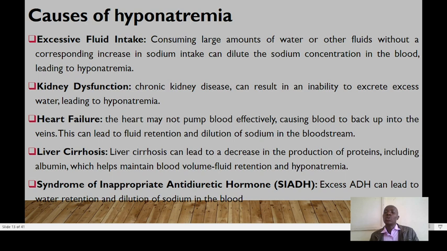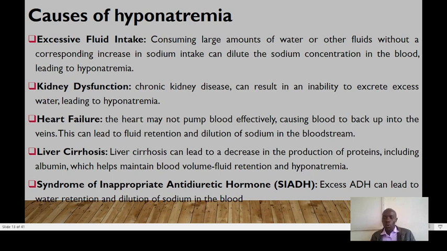So this leads to hyponatremia. Also, kidney function. Remember, in chronic kidney disease, it can result in inability to excrete water. So, if you are not excreting water, it means it's going to accumulate and dilute the sodium that's there, resulting in hyponatremia. What about heart failure?